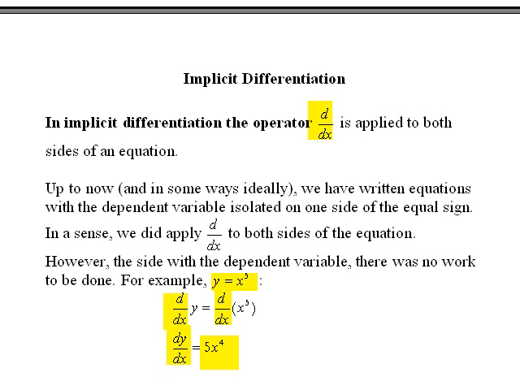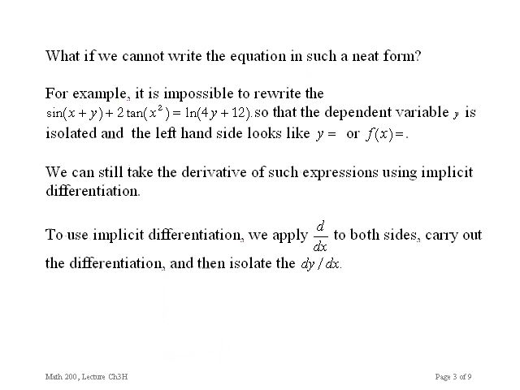Sometimes we can't do that kind of isolation. For example, with this equation, how are you going to isolate y? You can't do it, right? So here, the dependent variable cannot be isolated. You cannot write y equals or f of x equals, but we still can take the derivative if we use implicit differentiation. To use that, we apply the differential operator to both sides as before, but this time we have to carry out the differentiation on both sides, then isolate the dy by dx.